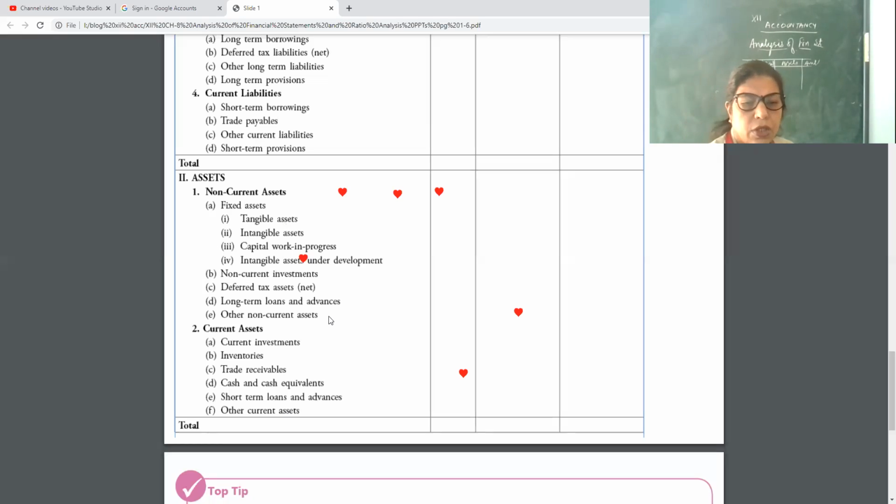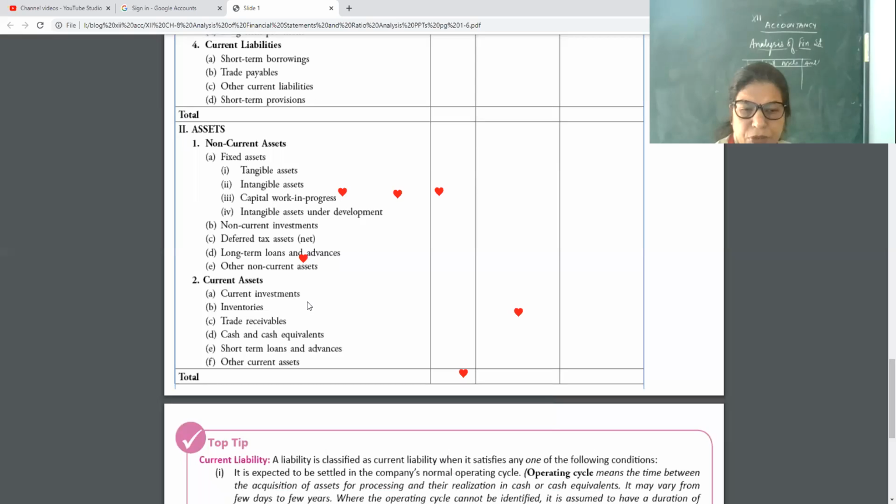In other non-current assets, a few assets are there. Then current assets. Current assets are those assets whose utility is up to 1 year, like current investment made for up to 1 year. Inventories, in a few books that is given as stock, that is also a current asset. These are the subheads. Please note it down. This is the easiest way to learn the balance sheet. Then trade receivables.